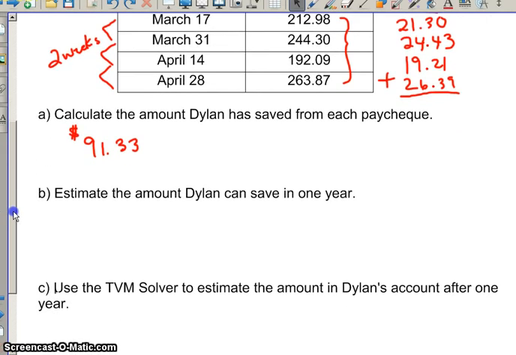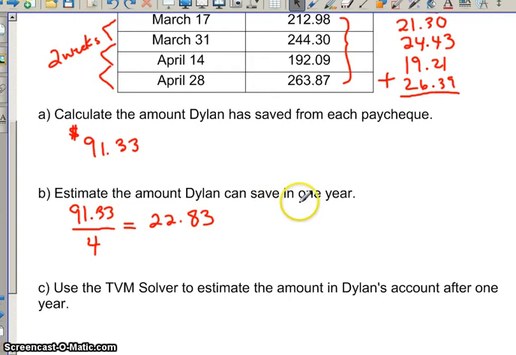Let's look at Part B. Estimate the amount Dylan can save in 1 year. What we have to do is we have to start by realizing, again, that he's getting paid every 2 weeks. So let's look at how much he averages every 2 weeks. So I'm going to take the $91.33 that he's saved so far over 4 paychecks, and I'll divide that by 4. When I divide that by 4, I get that on average, he's saving $22.83 from every paycheck.